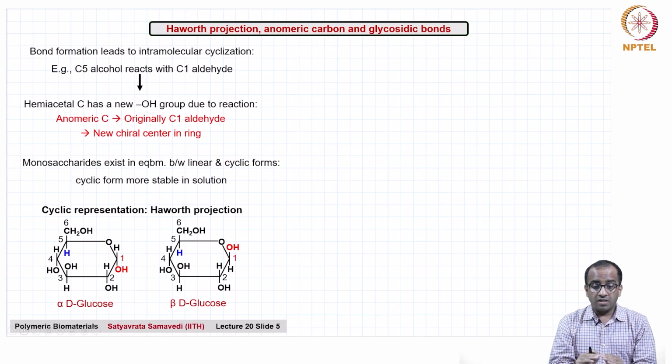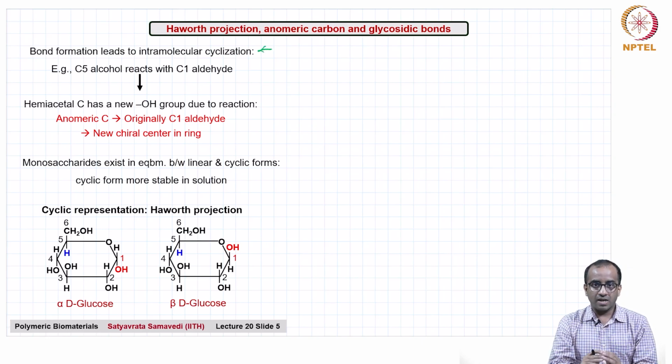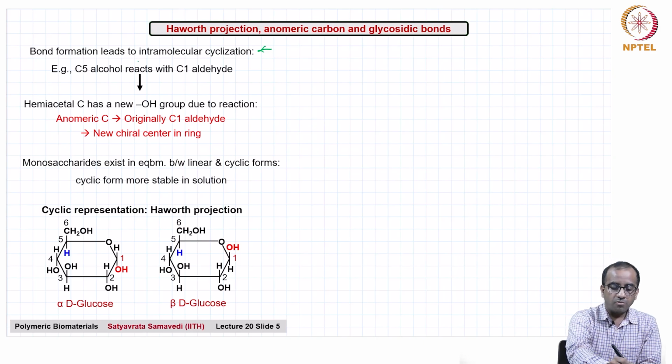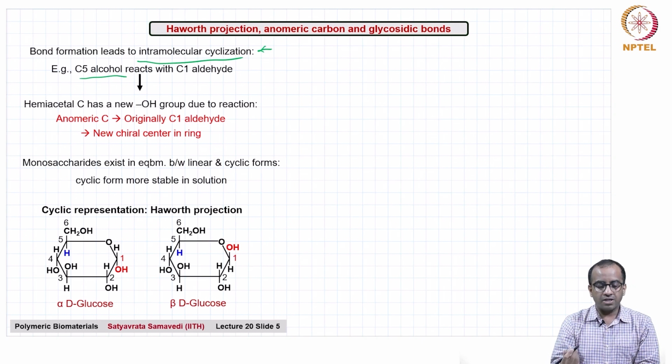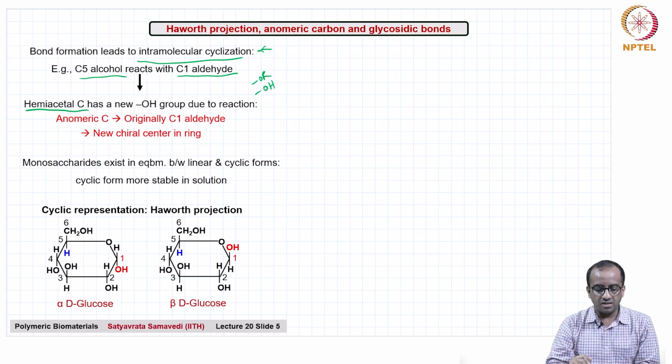So, now we are going to look at the Haworth projection and try to understand what anomer means from the perspective of internal bond formation. In the linear structure we saw that you can have a functional group, and remember functional groups are reactive, that is why they are called functional groups. In this case there is a bond formation that occurs leading to intramolecular cyclization, where for example the C5 hydroxyl group reacts with the C1 aldehyde group, leading to what you would call a hemiacetal carbon, which is simply a carbon that is linked to OR on one side and OH on the other side. That is what a hemiacetal carbon is.